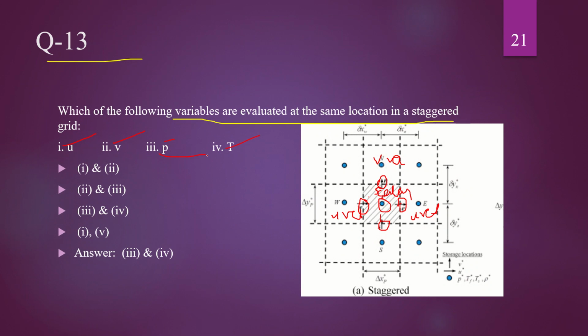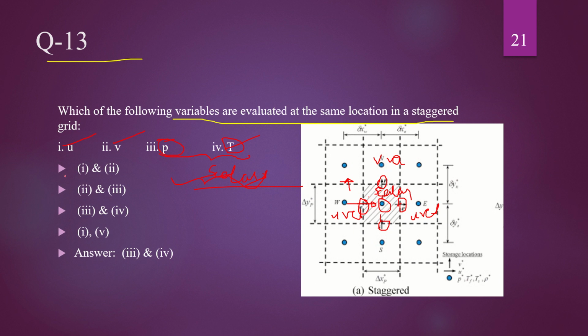From this, p and T are scalars, so obviously they would be stored at the center of the cells, whereas u velocity and v velocity would be face centered. Since u velocity is in this direction and v velocity in this direction, they are not stored at the same location. Rather, they are at different faces. Therefore, the answer is P pressure and T temperature, that is, the scalars.